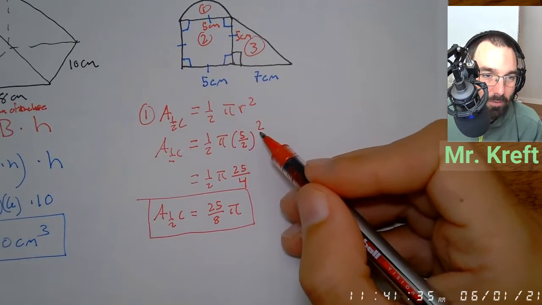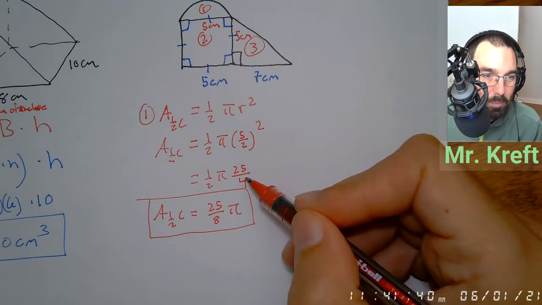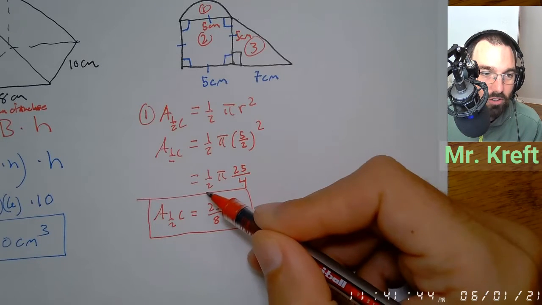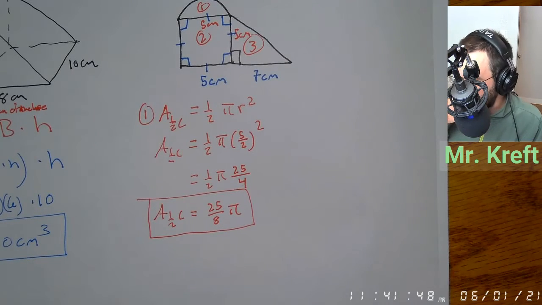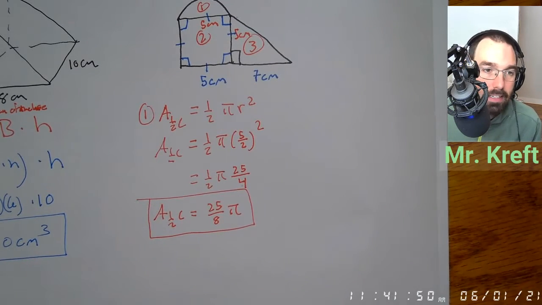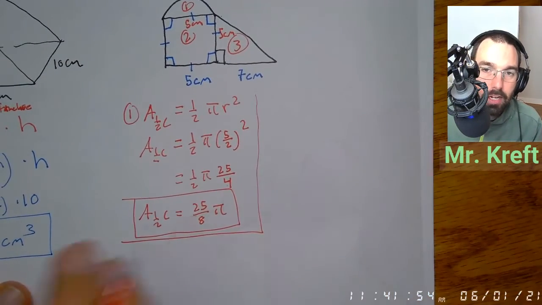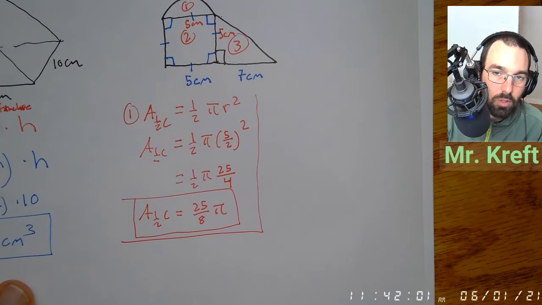Okay, so I did it squared. So 5/2 squared, that's just 5 times 5 on the top, 2 times 2 on the bottom, and then 1/2 times 25/4, you just go 2 times 4. That's 8. So 25/8 pi. So that's the area of my half circle. And again, if you guys have questions, it's better to ask them right away than it is to wait until the end. So if you guys have questions, go ahead and let me know.